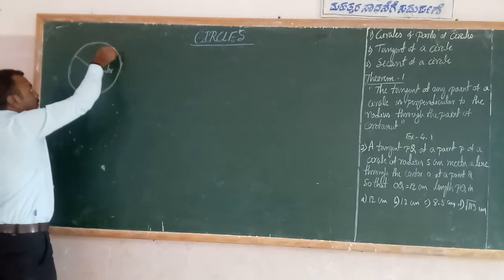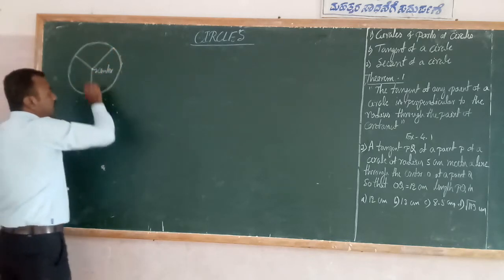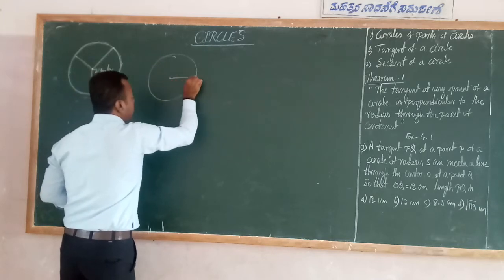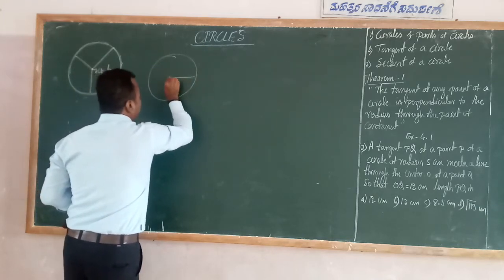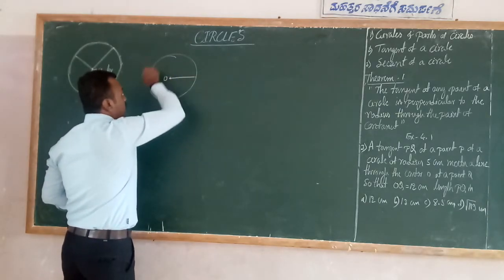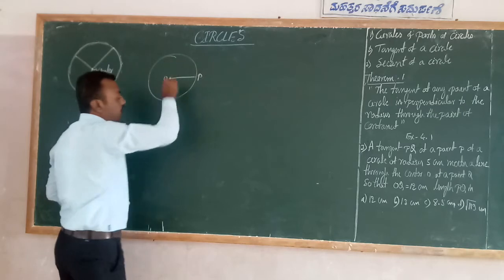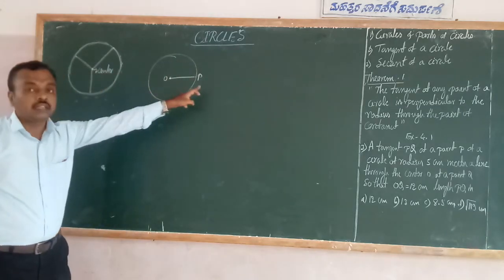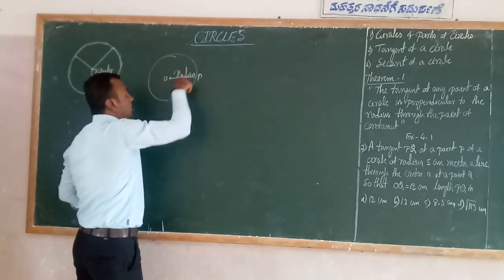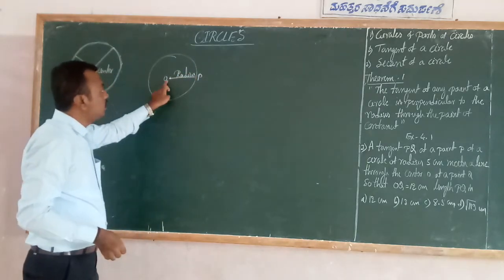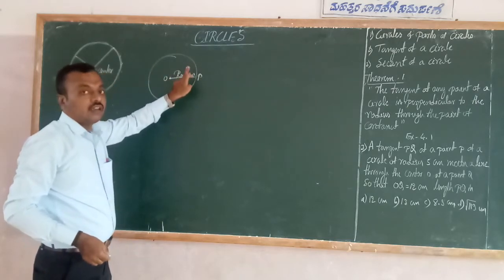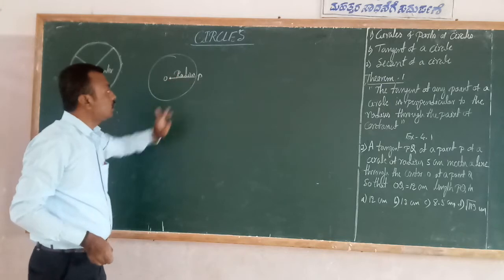And then the radius. The distance between the center of the circle and any point on the boundary of the circle, I will call that point P. That is, OP is the radius. Understood? What is the meaning of radius? The distance between the center of the circle and any one point on the boundary of the circle is called the radius.